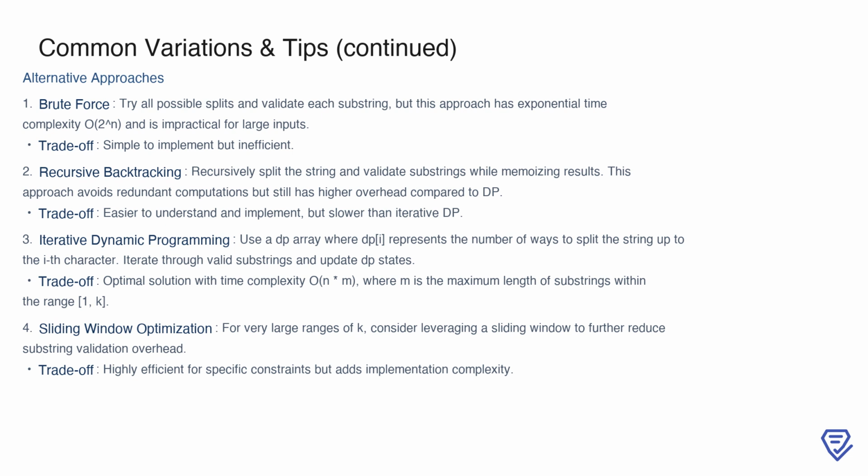The most optimal approach is iterative dynamic programming, where you use a DP array to track the number of valid splits up to each character. By iterating through valid substrings and updating DP states, you achieve a time complexity of n*m, where m is the maximum length of valid substrings. For very large ranges of k, a sliding window optimization can be used to reduce the overhead of substring validation further. While this is highly efficient under specific constraints, it increases implementation complexity, so it's important to balance efficiency and clarity based on the problem requirements.